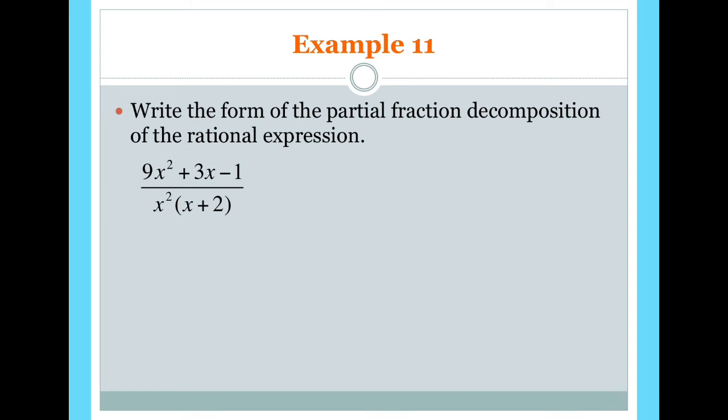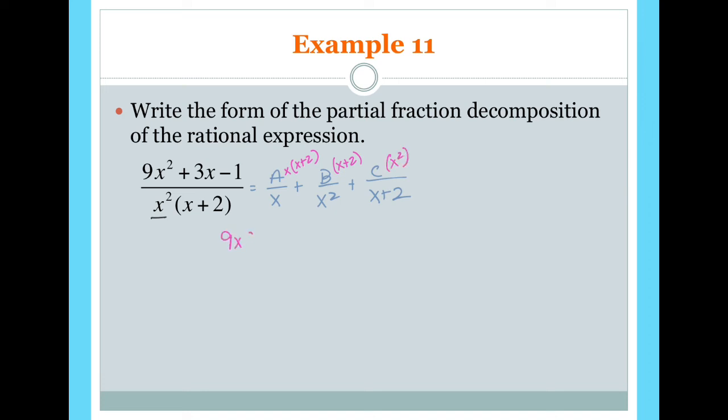Okay, we're going to do one more. Again, repeated linear factors. So looking at the bottom, you have something that's squared. So this is going to be a over x and b over x squared because we have to build it up. C gets the x plus 2. Multiply by what's missing. So a is going to get 1x and the x plus 2. B is going to get the x plus 2. And c is going to get the x squared.